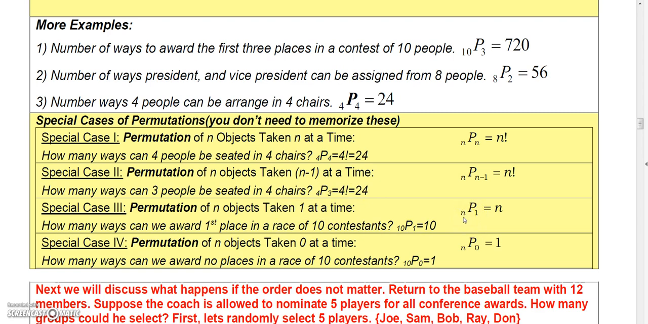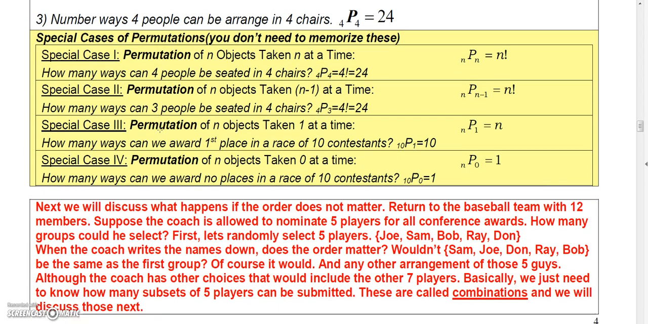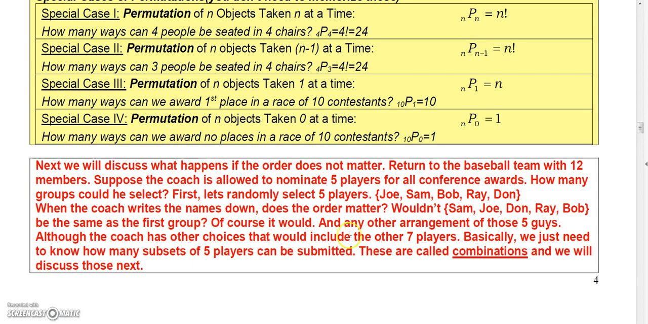And then what if you take 1 at a time? Well, if you want to know how many ways you can arrange 1 out of n people, that one's almost silly, but it would be n. So if you said how many ways can we award first place in a race of 10 contestants, that would be 10p1, which is 10. And then this one is even sillier. How many ways can you arrange none of the people? Okay, so the number of ways you can arrange none of the people is just one way. Don't choose anybody. So anyway, again, you don't have to memorize these, but I just thought I'd show them to you.